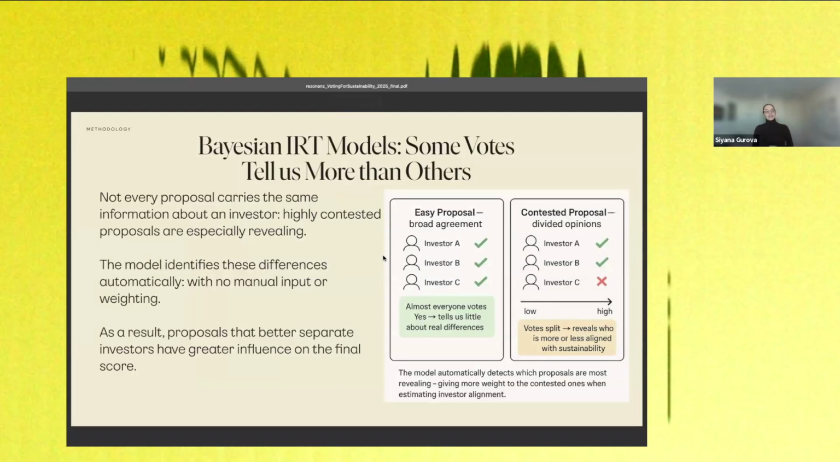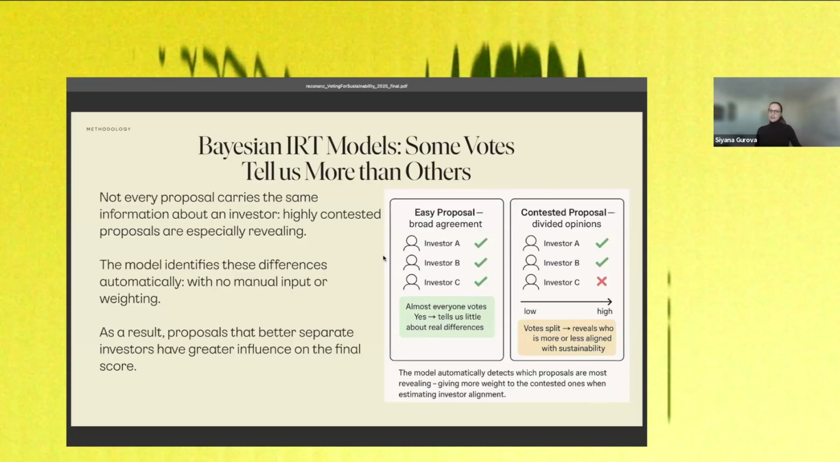Yeah. The specific model we use to derive the ranking scores is called Bayesian Ideal Point Estimation, or Bayesian Item Response Theory model. What makes it special is that it recognizes that some proposals are simply more informative than others. Think about it this way: if almost everyone supports a proposal, say a standard climate disclosure request, that proposal doesn't tell us much about who is truly committed to sustainability.